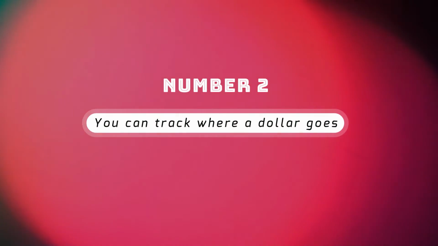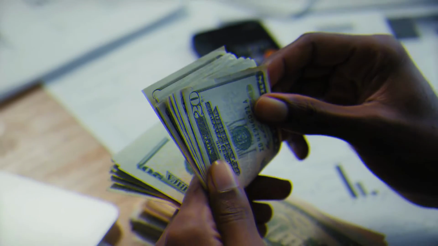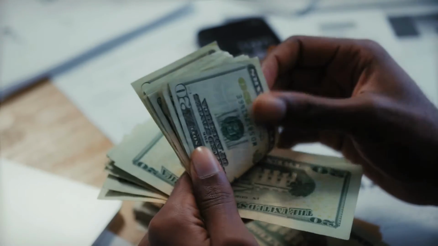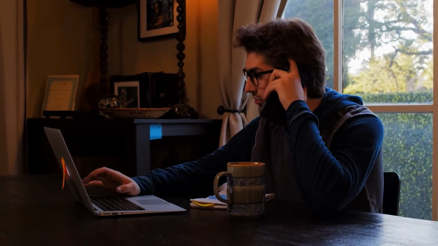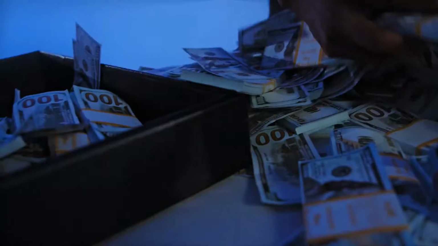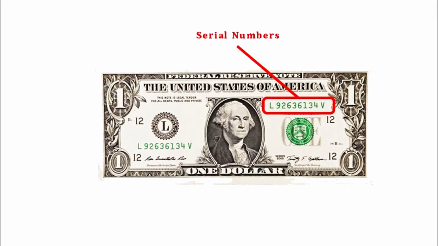Number 2. You can track where a dollar goes. Cash is something that we use daily, but have you ever thought about who is tracking your dollars or how you can do it? The former is not something for the majority of citizens to worry about, as it only pertains to illegal activities. The most common way to track down marked dollar bills is to use UV markings and note the serial numbers of the bills.